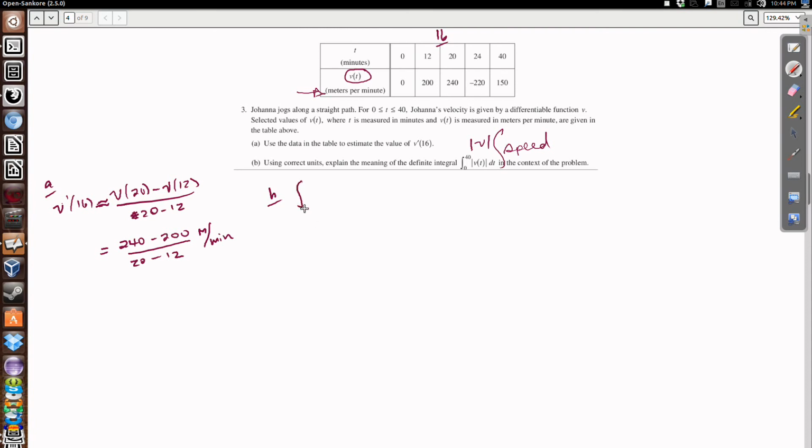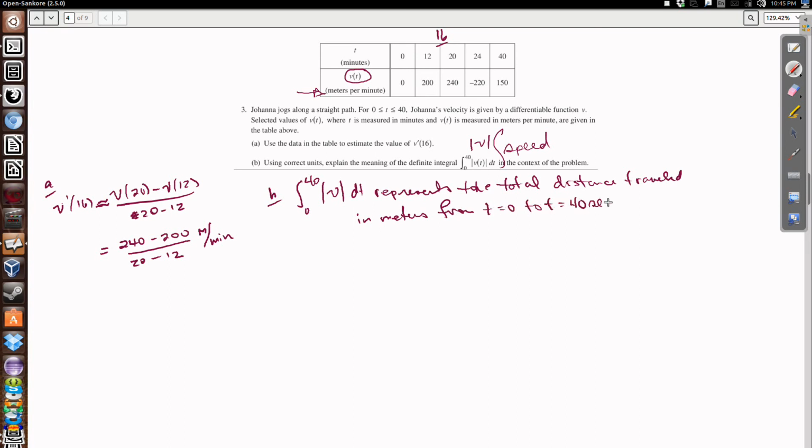So the integral from 0 to 40 of the absolute value of v dt represents the total distance traveled in meters from t equals 0 to t equals 40 seconds.